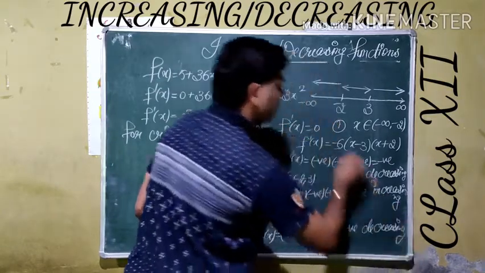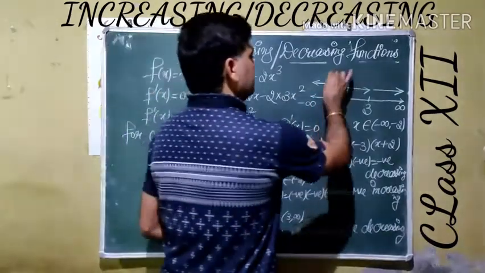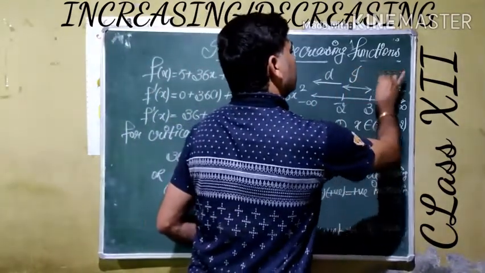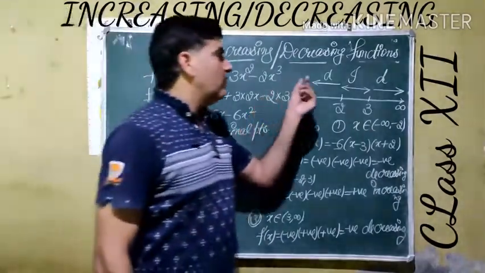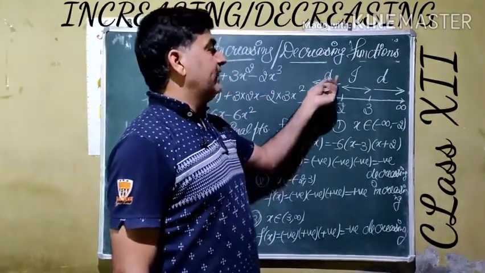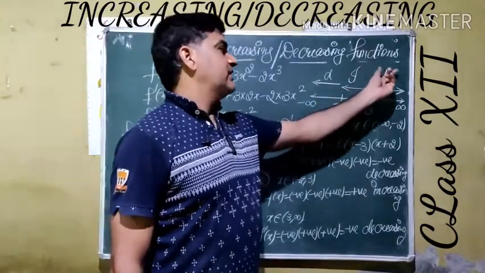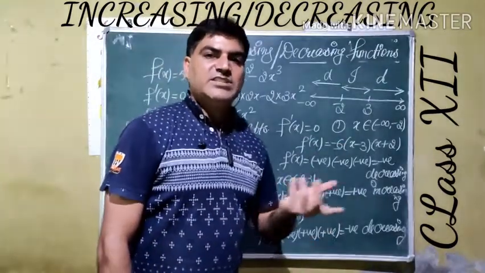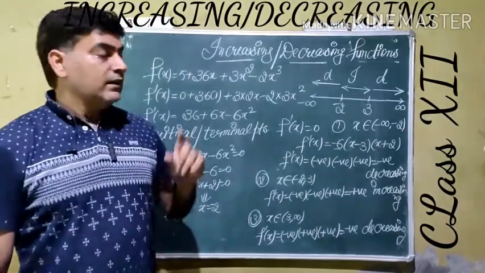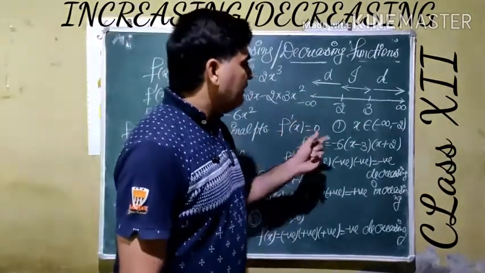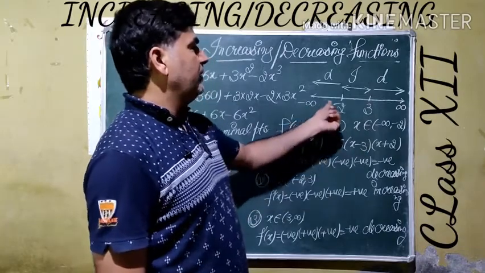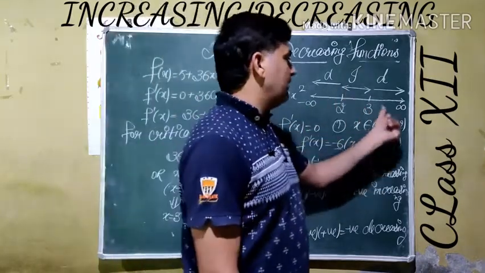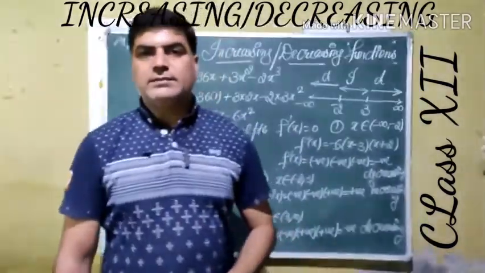If we discuss the intervals, here the function is decreasing, increasing, decreasing. Most probably we get it like this. If one interval is decreasing, the next alternate should be increasing, and the next alternate should change again and come out decreasing. It means the given function is increasing between minus 2 to 3 and decreasing from minus infinity to minus 2, union with 3 to infinity.